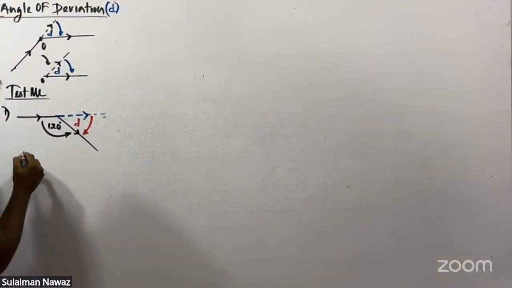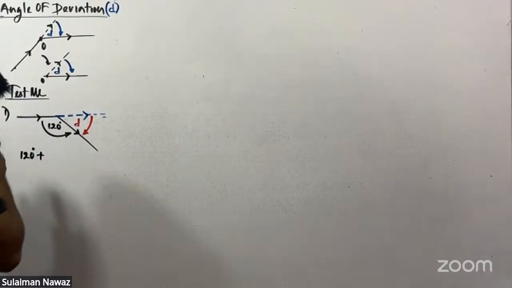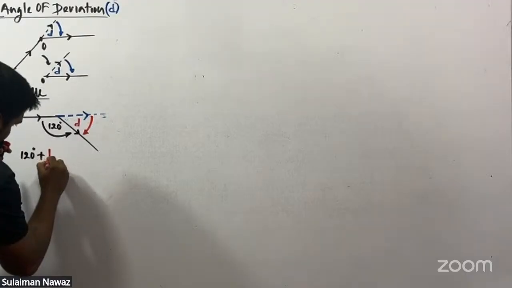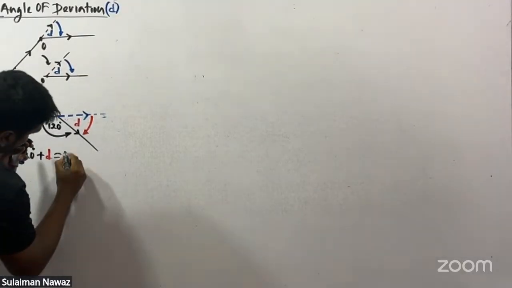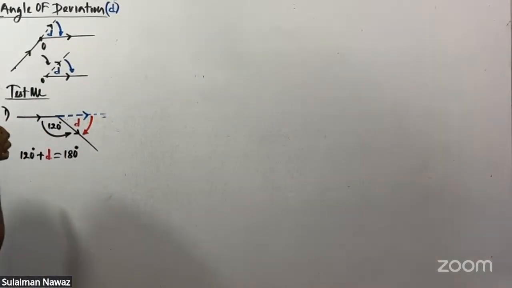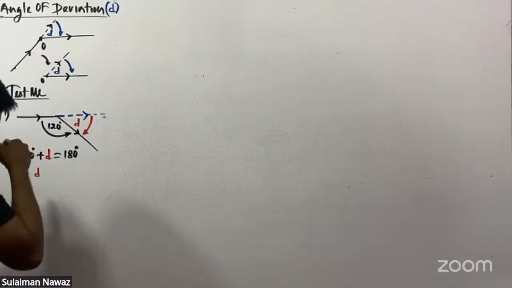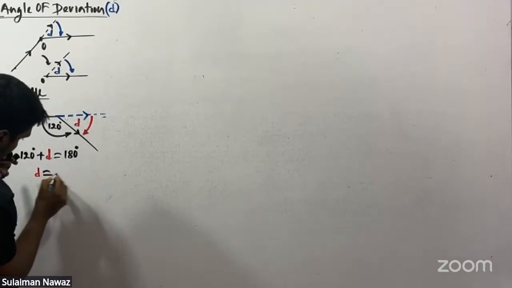So 120, very simple story. 120 plus simple D must be equal to 180. Then simple D is going to be 60 degrees. Very simple. Simple D is 60.